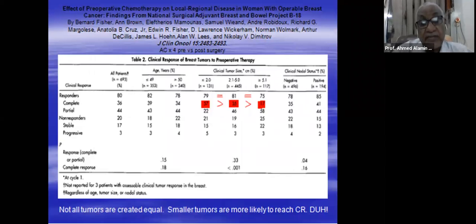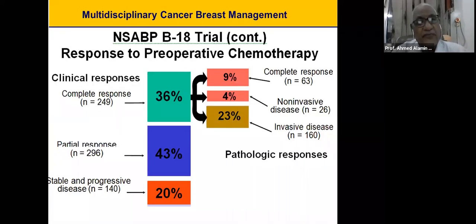In malignancies, chemotherapy is effective if the tumor is small; the larger the tumor, the smaller the percentage of response. It is logical because if you reduce the load of malignant cells, chemotherapy and hormonal therapy are effective because they act on a small volume of malignant cells.